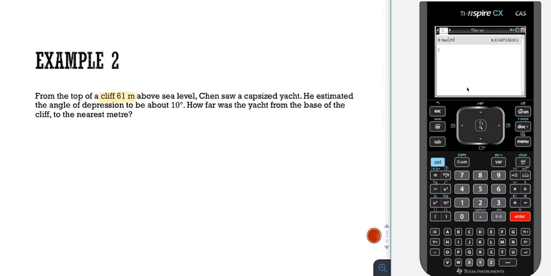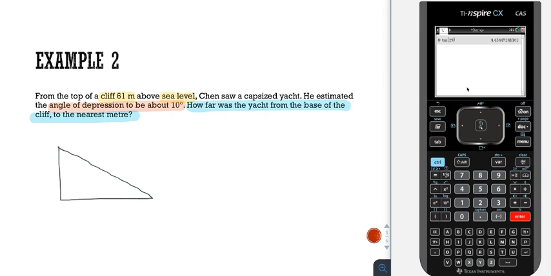All right, example 2. From the top of a cliff 61 meters above sea level, Chen saw a capsized yacht. He estimated the angle of depression to be about 10 degrees, and we wanted to know how far was the yacht from the base of the cliff to the nearest meter. Now, in order to do this, drawing a diagram again, but the interesting thing is the angle of depression.